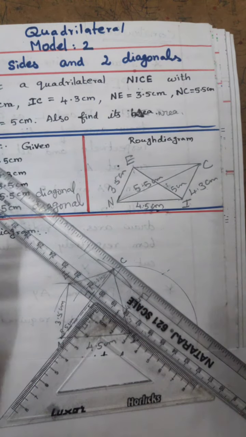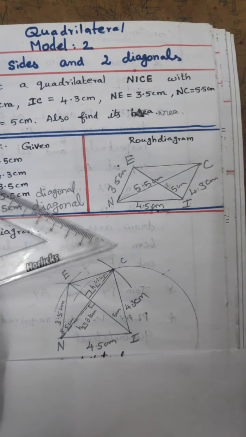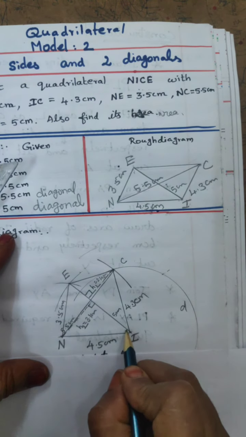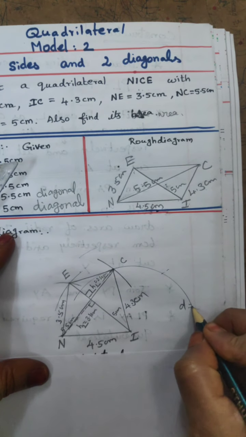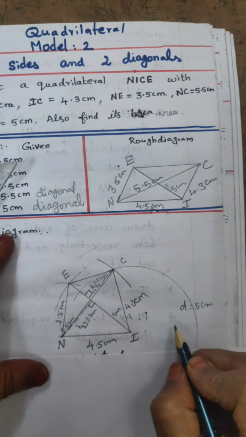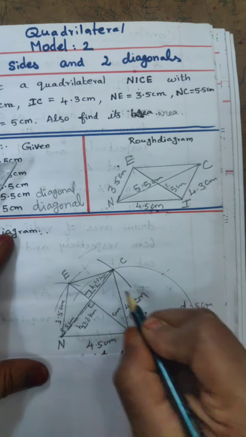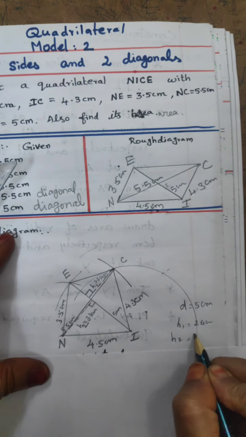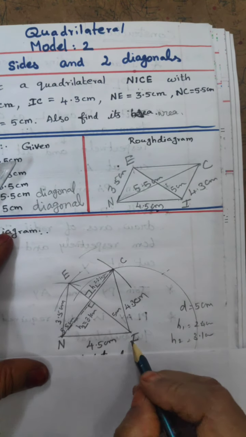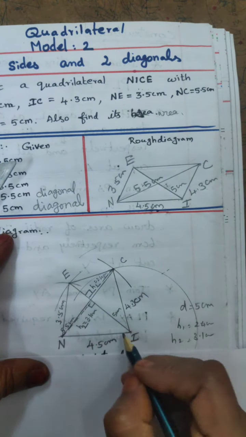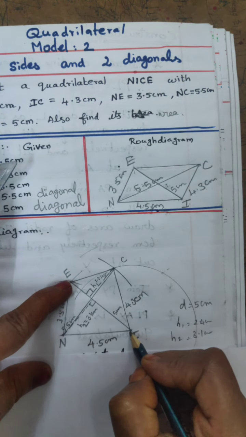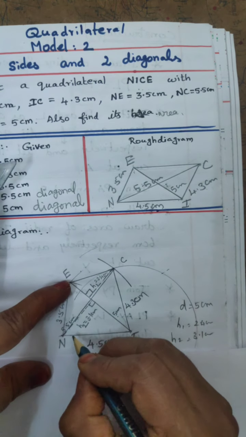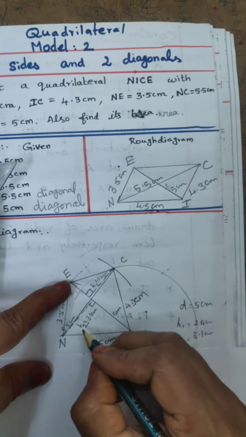Okay, this work is completed. After all the work is complete, write the values, the diagonal value. You select this side only. So write D equal to 5 centimeter, H1 equal to 2.4 centimeter, H2 equal to 3.1 centimeter. This is the diagonal. On this side only, keep the scale and measure that height, H1 and H2. So this is the diagonal D value. Next, H1 value equal to 2.4 centimeter.